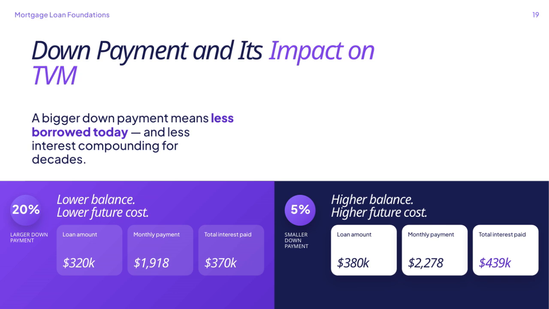On the other hand, a smaller down payment, like 5%, means a higher loan amount, say $380,000, with monthly payments close to $2,278 and total interest climbing up to $439,000. Over time, that extra interest really adds up due to compounding. So, the key takeaway is that putting more money down up front can save you a lot down the road, both in monthly expenses and overall cost.